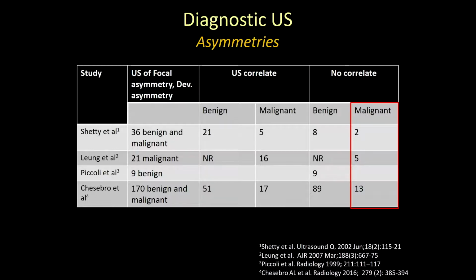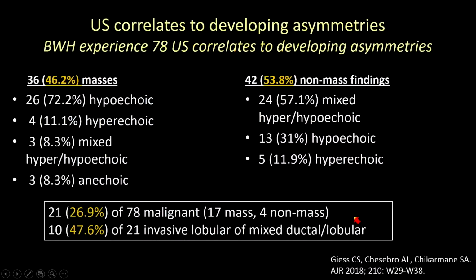5 out of the 21 had no ultrasound correlate. This is a third study, a very small study, just looking at 9 benign developing asymmetries, none with a correlate. And this is the study I cited from our institution before. You'll notice we had a large number of benign and malignant developing asymmetries, and over half of them had no ultrasound correlate, including 13 out of 30 cancers that underwent ultrasound. So a negative ultrasound for developing asymmetry should not be reassuring.